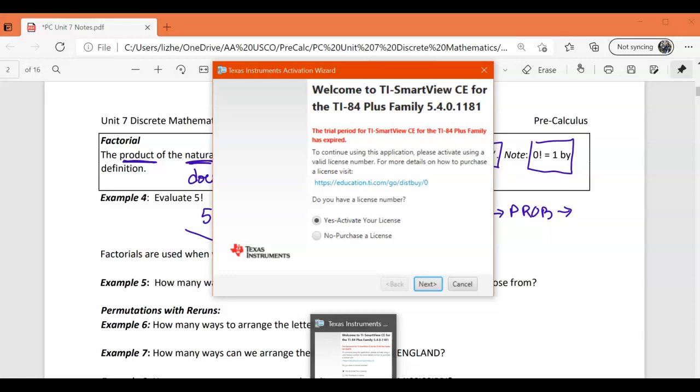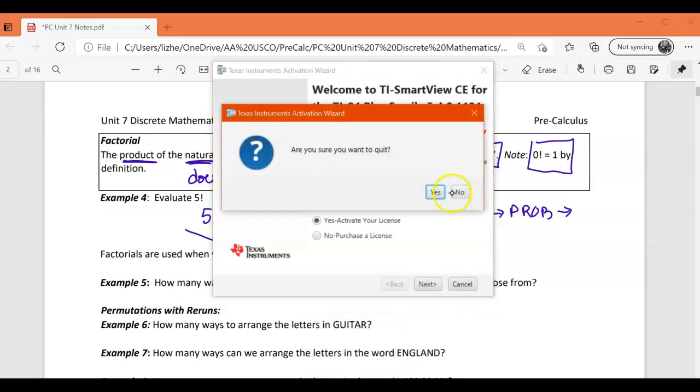Oh, it's been too long. I have to do a new sample, and I don't have time for that right now. So, yes, we want to quit this.